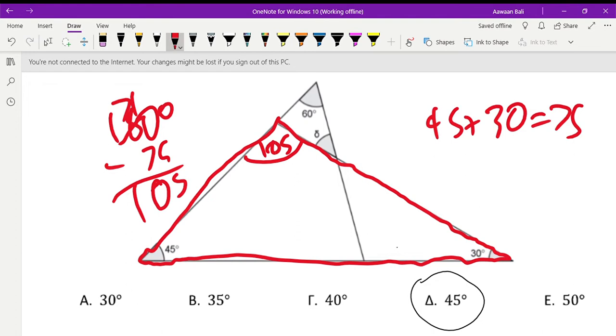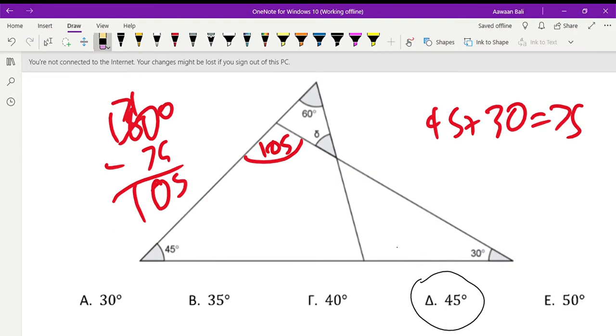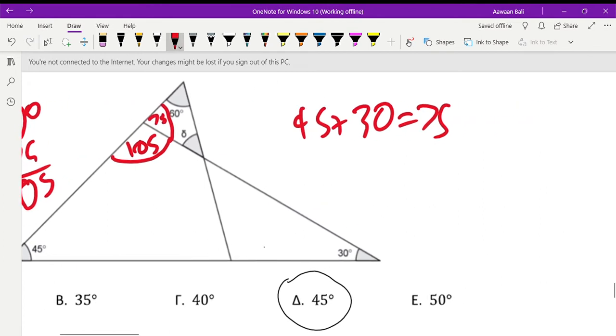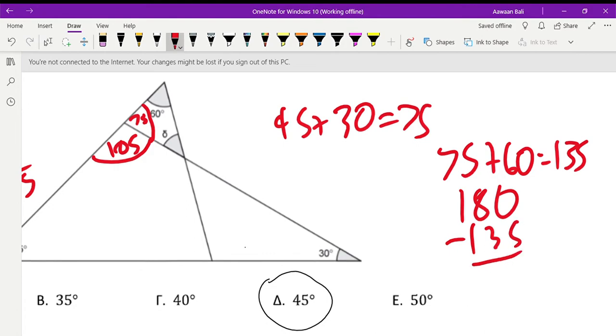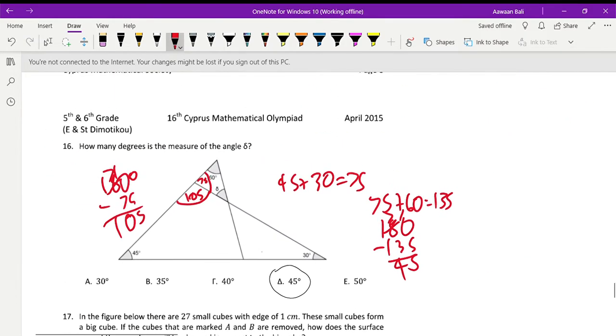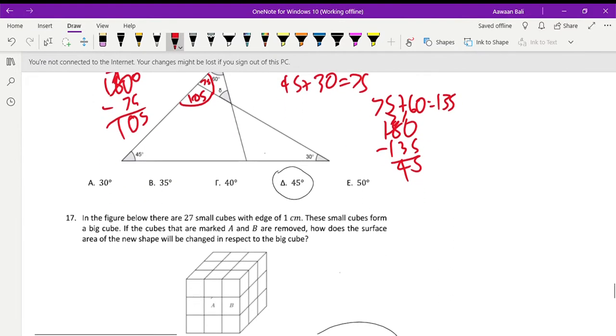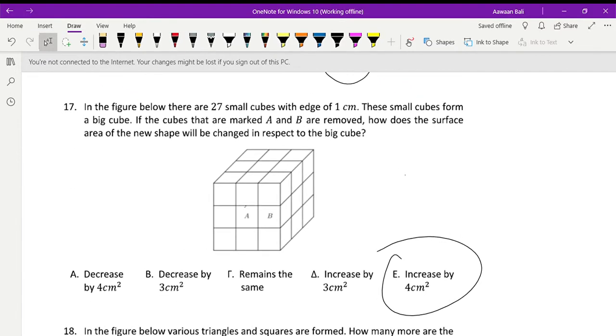And basically, using linear equations again, since this is a straight line, we know that this is 75. Now we just do 75 plus 60, 135, and 180 minus 135 is, guess what, 45. So your answer is delta 45 degrees. Easy, right?